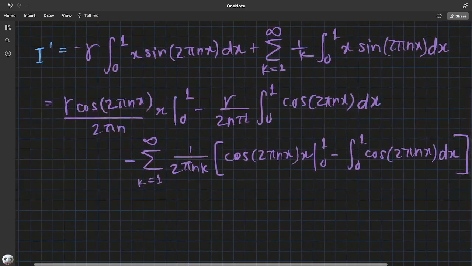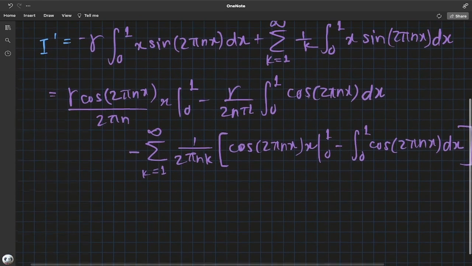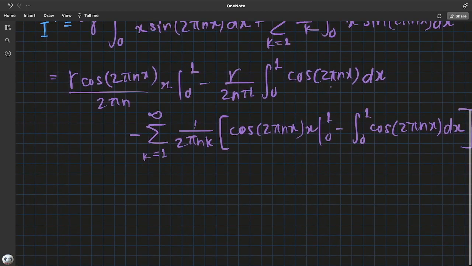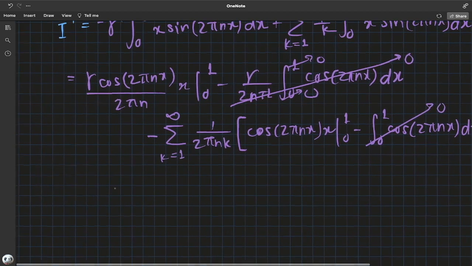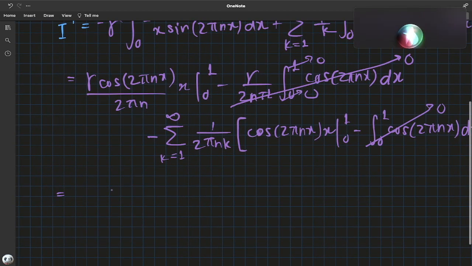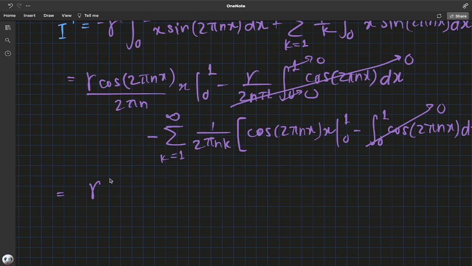Now I just want you to notice what happens to this cosine integral. The integral of cosine is sine divided by 2 pi n. Sine evaluated at 1, so sine of 2 pi n, will be 0, right? Sine of any integer multiple of pi is 0, and sine of 0 is also 0. So this entire thing will go to 0. So will this bottom integral. And so this simplifies a lot to just give us Euler-Mascheroni. I don't know why my series is getting so excited about this. I guess it likes Fourier series.